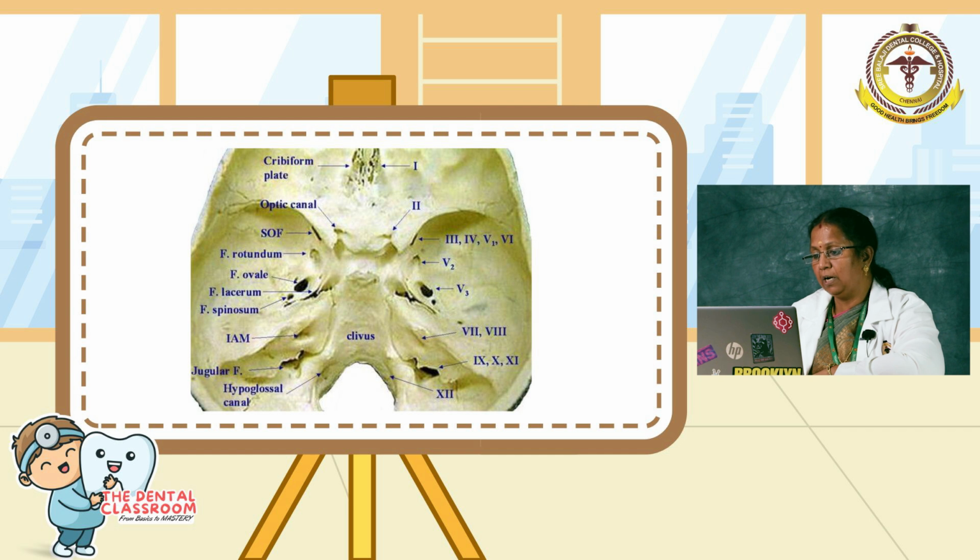The internal auditory meatus will give passage for the 7th and 8th cranial nerves, that is the facial and vestibulocochlear nerves, along with the labyrinthine artery. The jugular foramen will give passage for the 9th, 10th, and 11th, that is glossopharyngeal, vagus, and accessory. And the hypoglossal canal, or the anterior condylar canal, will transmit the 12th cranial nerve, that is the hypoglossal nerve. So, these are the structures related to the foramina, whichever is passing through them. That is about the cranial cavity. In the next class we will see the other part of the skull region. Thank you.